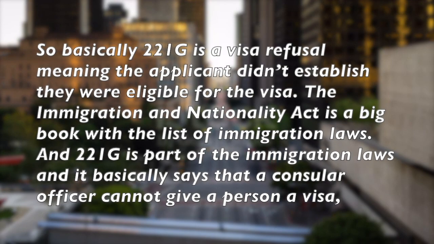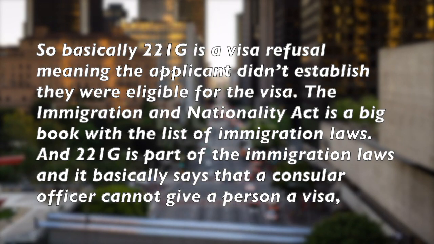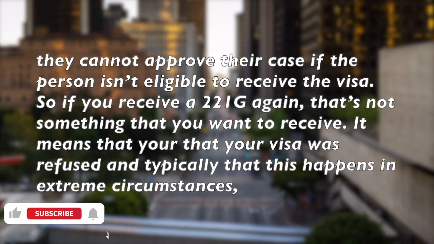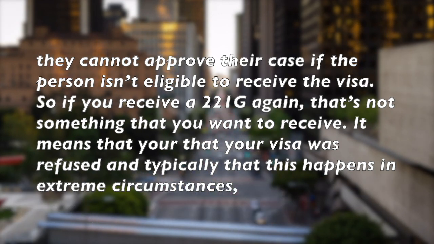So basically, 221(g) is a visa refusal, meaning the applicant didn't establish they were eligible for the visa. The Immigration and Nationality Act is a big book with the list of immigration laws, and 221(g) is part of the immigration laws, and it basically says that a consular officer cannot give a person a visa. They cannot approve their case if the person isn't eligible to receive the visa. So if you receive a 221(g), that's not something that you want to receive. It means that your visa was refused, and typically this happens in extreme circumstances.